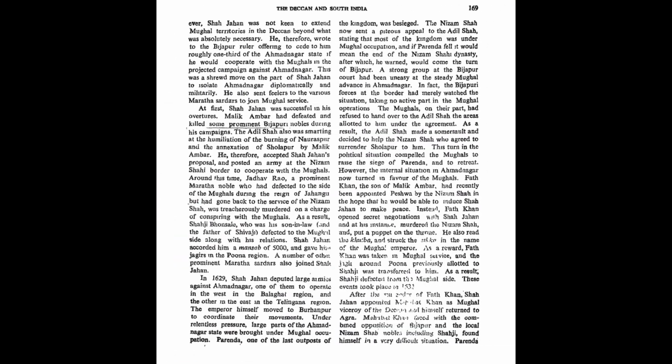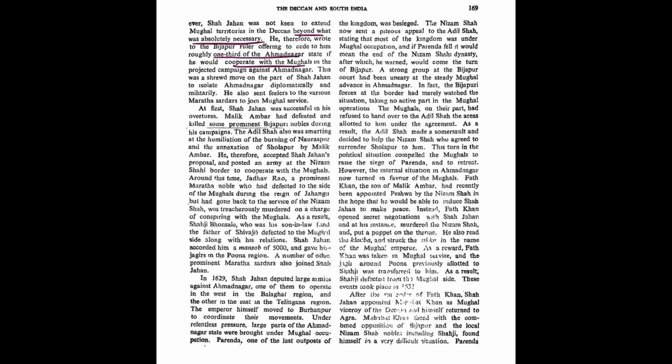However, Shah Jahan was not keen to extend Mughal territories in the Deccan beyond what was absolutely necessary. He therefore wrote to the Bijapur ruler offering to cede to him roughly one-third of the Ahmednagar state if he would cooperate with the Mughals in the projected campaign against Ahmednagar.